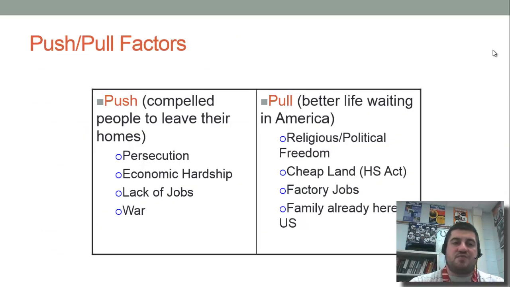The push and pull factors: what's going on in the countries back home? Well, they're persecuted for either their religion or their race or something back home in Southern and Eastern Europe. Economic hardships, so they're poor, there's lack of jobs, and there's also wars going on during this time. And the pull are the religious and political freedom that are going on in America. The Homestead Act, which provides cheap land out to the west. Factory jobs, plentiful factory jobs, and maybe some of them already have family here in the U.S., so they'll be comfortable traveling here.